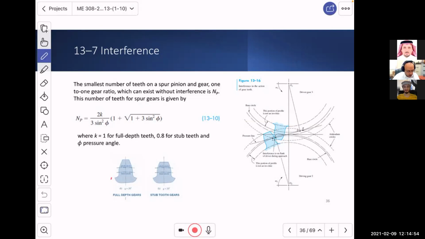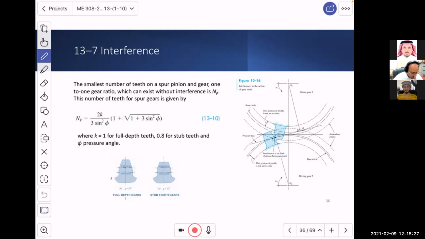Well, let's have here some relations which are very important. It says that the smallest number of teeth on a spur pinion, we know the pinion, and gear with a 1-to-1 gear ratio, so they have the same diameter, except that one of them is the drive and one of them is the driven, which can exist without interference is NP.